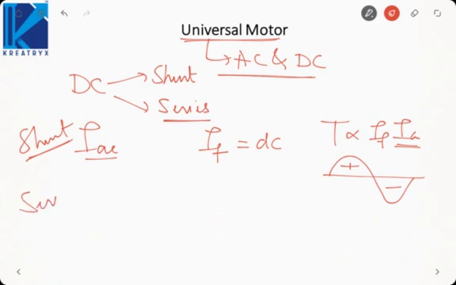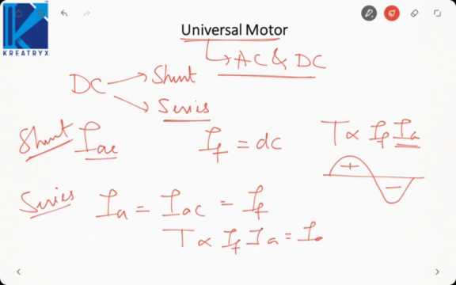But in the case of series, what will happen if armature current is AC? Armature current is also equal to field current. Torque is proportional to IF into IA square. So torque will be pulsating, but it will be unidirectional. Since the torque is unidirectional, the motor will rotate in a single direction. Such a motor is called a universal motor. So a DC series motor can run on AC also, and it is called a universal motor.